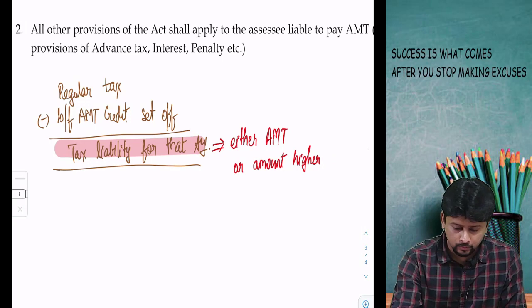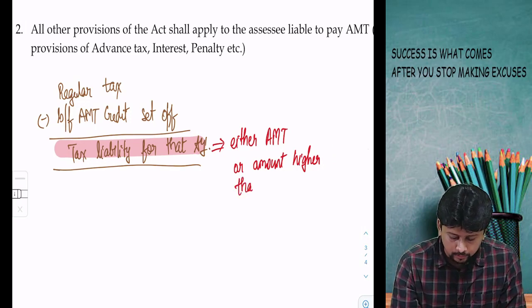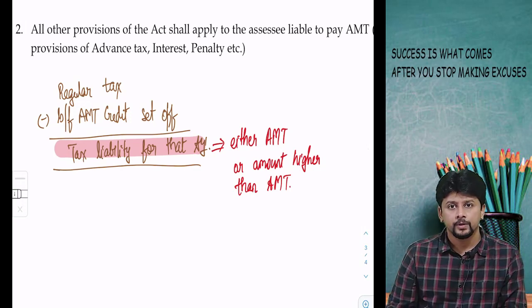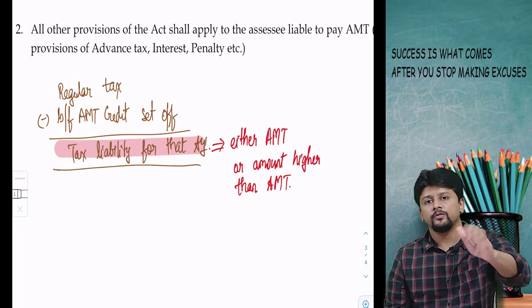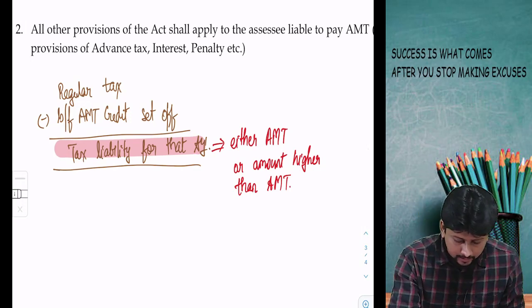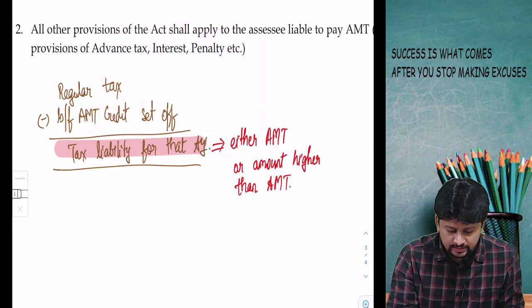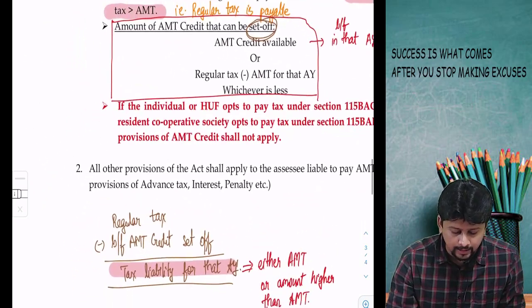It will be an amount which is either equal to the AMT amount or an amount higher than the AMT amount. But in every situation, government will still get the amount of AMT. I will write one more provision so that it is very common sense, but it will be like a clarification.